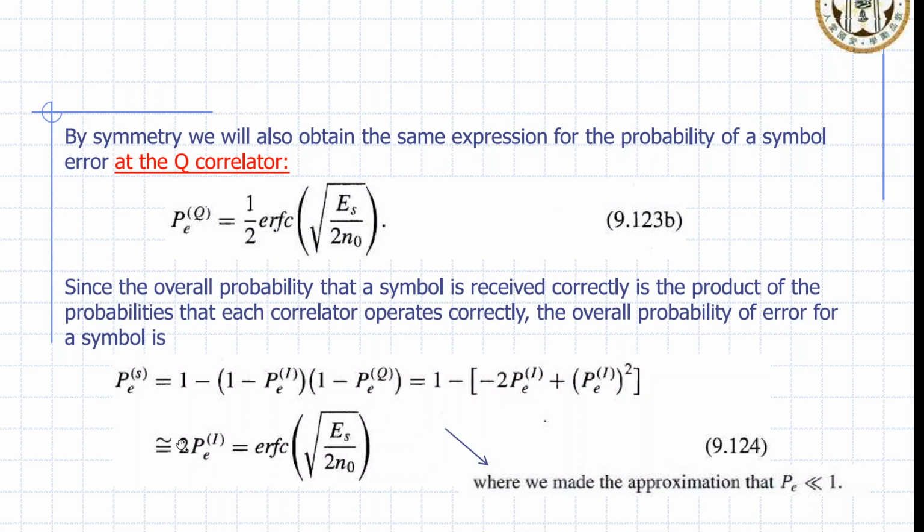So this is approximately equal to 2 PE, the probability of error for I and Q being the same, as we saw here. So that is the error function root of Es by 2 N naught. That is the overall probability of error for a symbol.